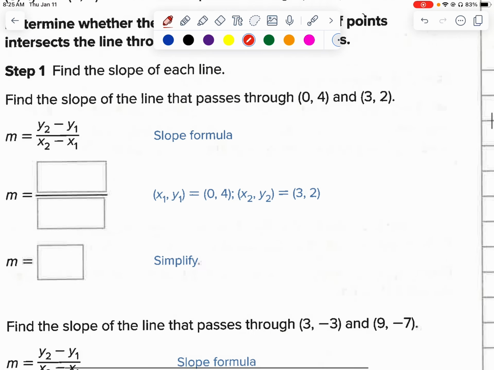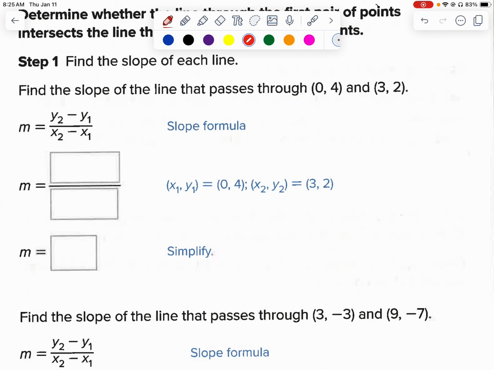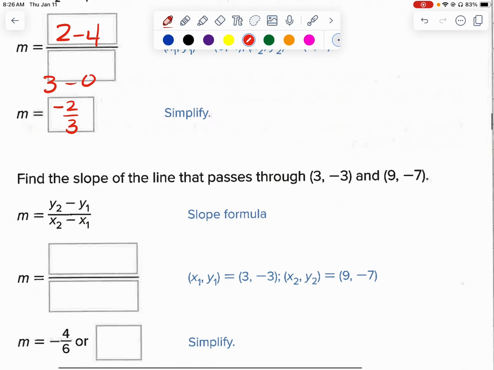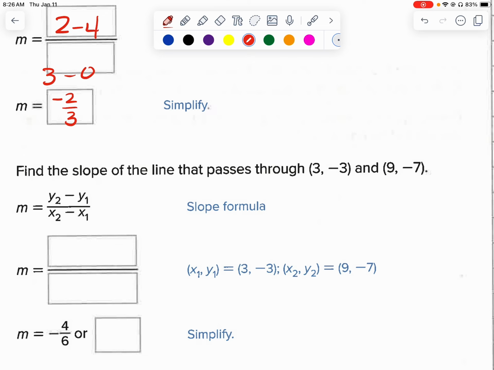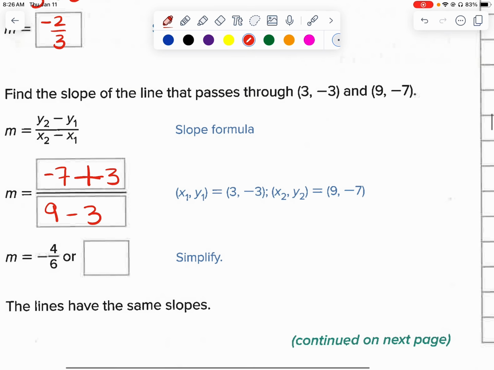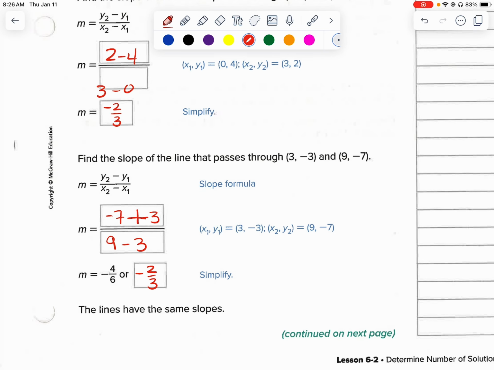So I need to plug it into the formula. I'm going to do 2 minus 4 over 3 minus 0. So now I've got negative 2 over 3. For this one, I have negative 7 minus negative 3, and 9 minus 3. That turns to a plus sign, so it gives me negative 4 over 6. So that's negative 2/3. Okay, they do have the exact same slopes.